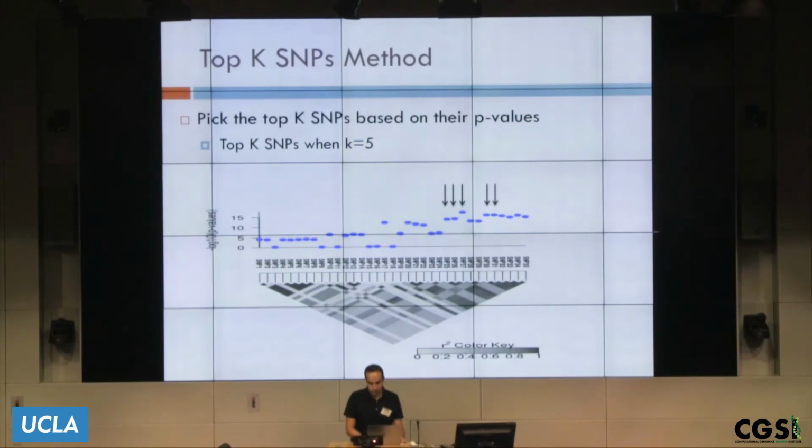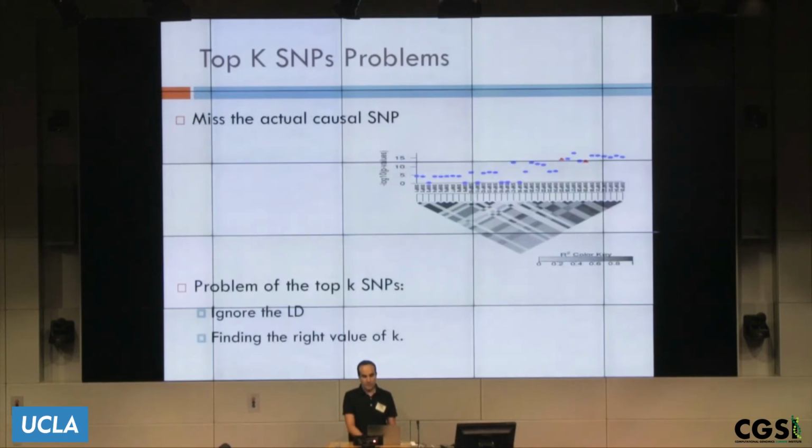Okay, that's one way. The problem with this approach is that it really ignores the LD, and you can't really pick the value of K. The other thing is that if there's more than one causal SNP, oftentimes the highest SNP doesn't have to be causal, like in this case. And actually, I'll give you a hint here. In this example, these 2 SNPs here are the causal SNPs, and they actually induce this SNP being the highest SNP. But that's not a causal SNP, okay?